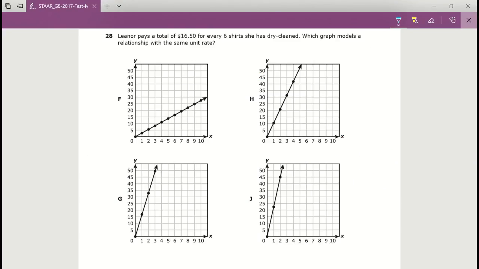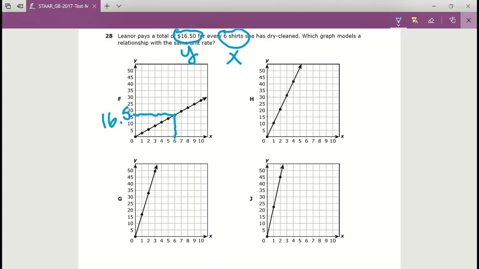Alright, so this is a question about slope and unit rate. It says that Leonore pays a total of $16.50 for every 6 shirts she has dry cleaned. Which graph models a relationship with the same unit rate? What I would do for this, we have two very important numbers, $16.50 and 6. So 6 shirts is going to be our x and $16.50 is going to be our y. So we go down and we're looking at 6. If we go up from 6, we're looking for $16.50 over here. This is just a little more than 15, so this might be $16.50.